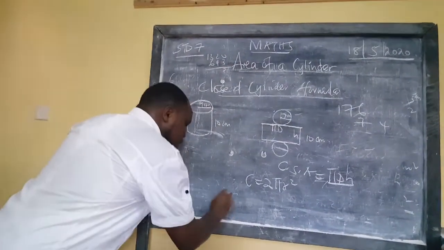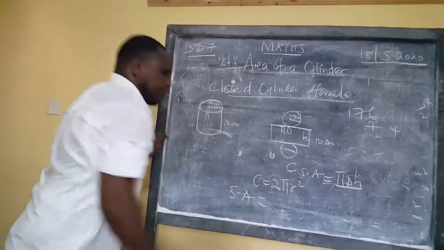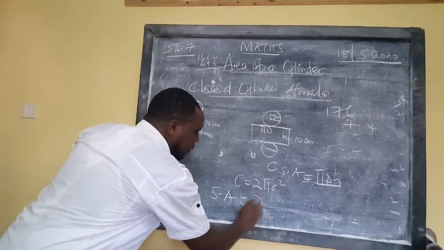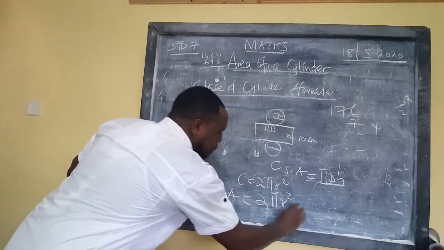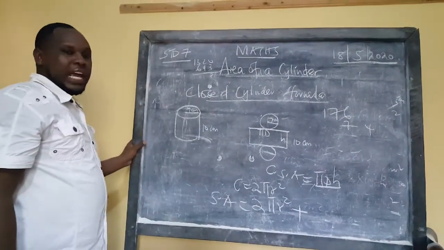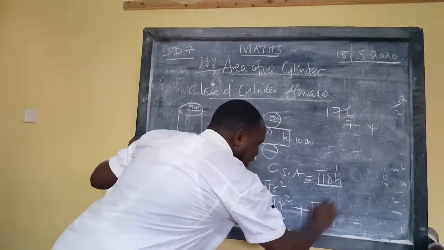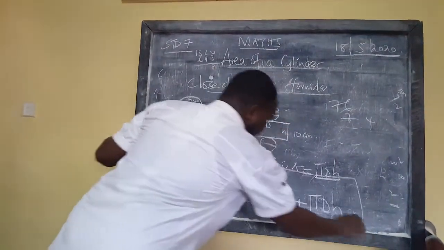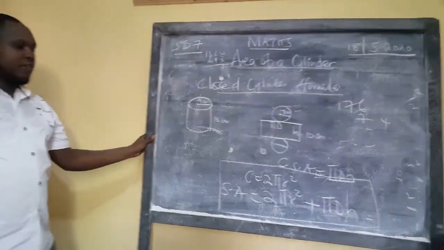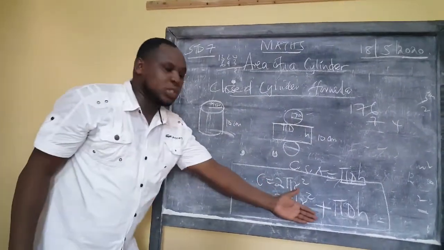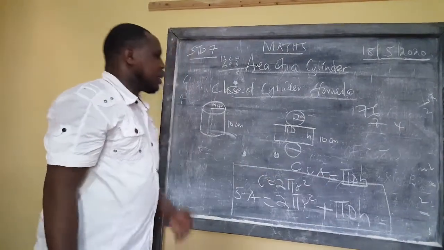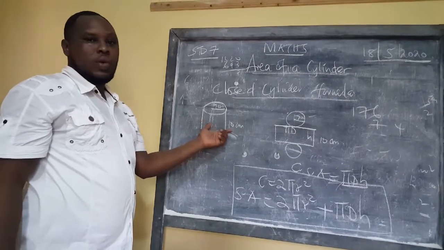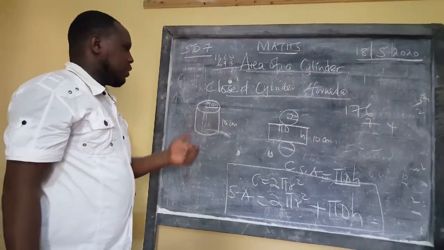So the total surface area of a closed cylinder, the formula is the area of the two circular parts, 2 pi r squared, plus the area of the curved surface, pi d h. Learners, that is how we get the area of a closed cylinder: 2 pi r squared plus pi d h. So in our case, we are going to use this formula to calculate this.